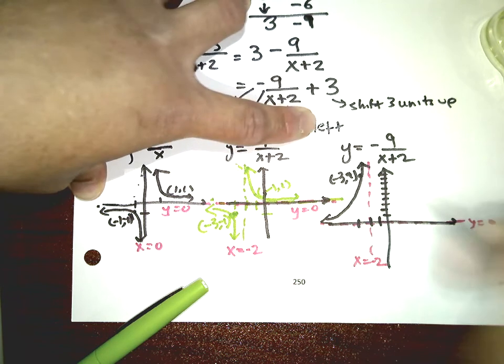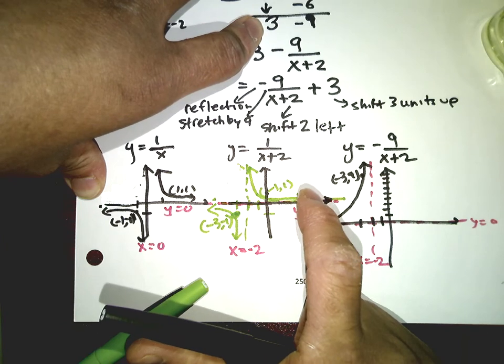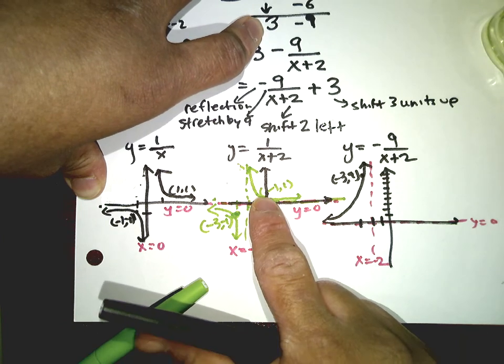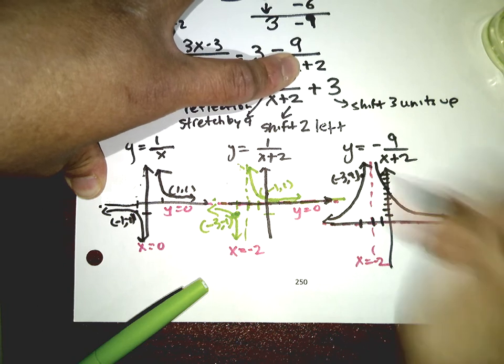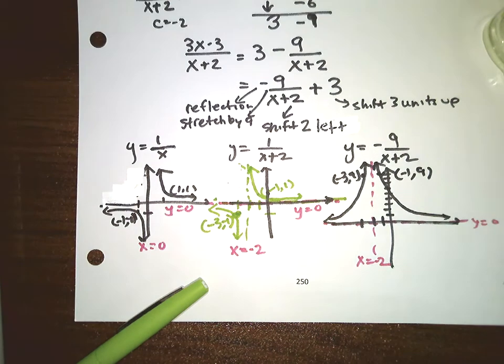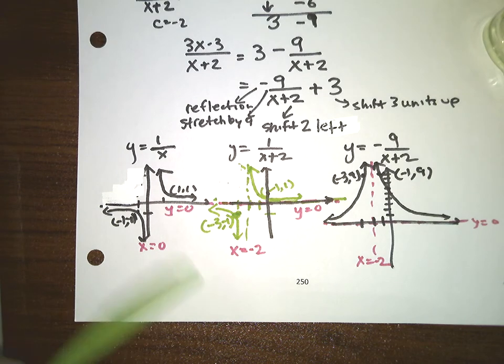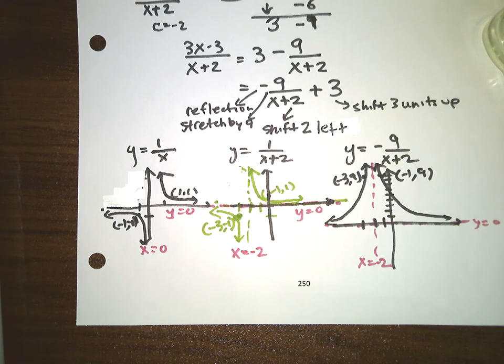Yes, okay, so the graph looks like this. And then this point becomes negative 1, 9. So negative 1, 9 is right here. All right, so hopefully you don't have any questions about that, but now I have to shift 3 units up.